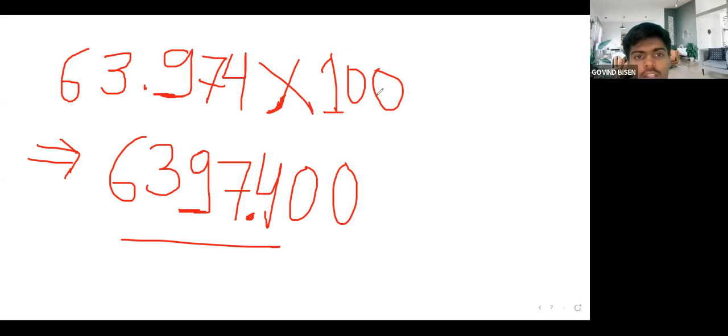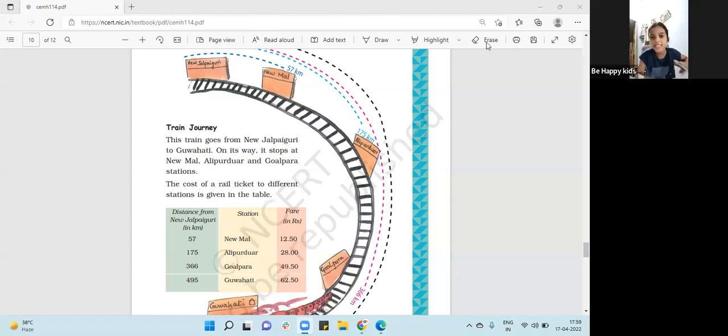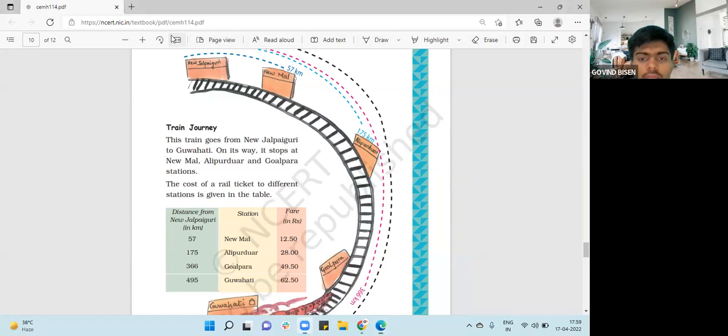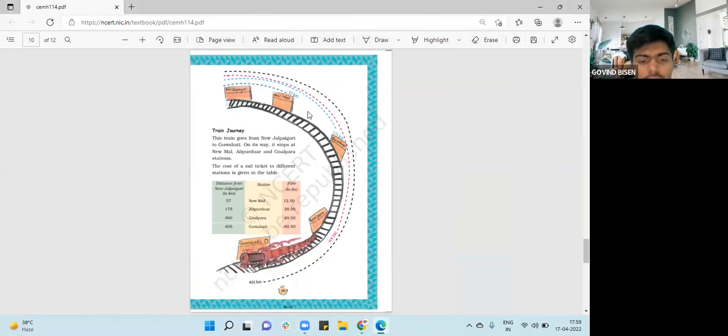So can you see my screen now? Just a minute. Can you see now? Yes, sir. So what's there on the screen? There is a box. Okay, just a minute, I will explain. This is a railway track, and this train is coming from, let me enlarge it.